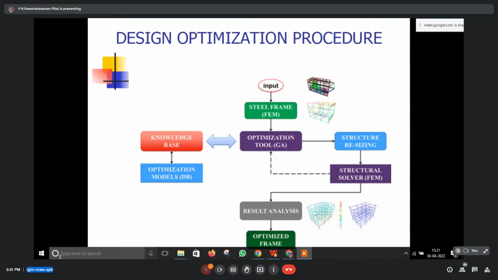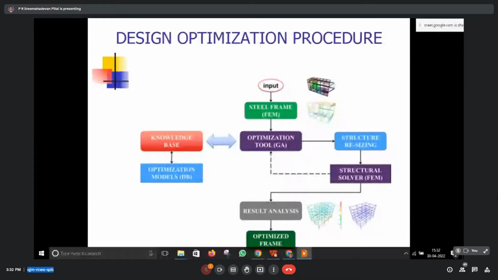Then we use any of the optimization techniques. One of the common theoretical methods is called the GA method, genetic algorithm. That is why in that diagram you can have the GA method. By the GA method, you just see the optimization possibilities, how much the weight can be reduced. So many possibilities will be there. And based on that optimization application, you will resize the structure.